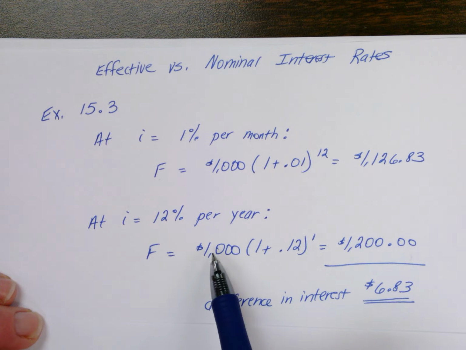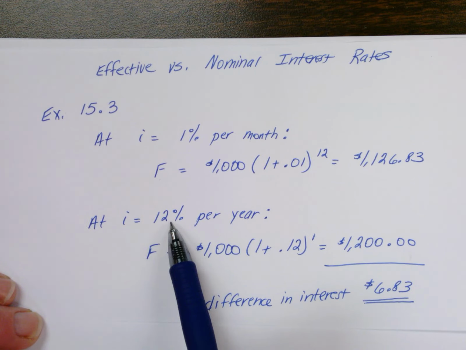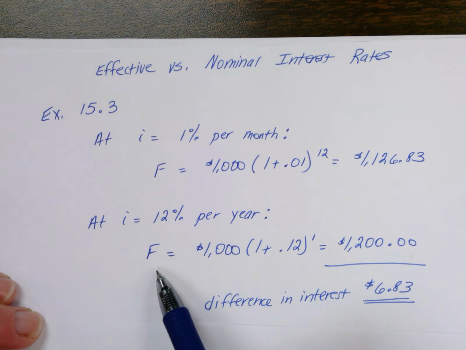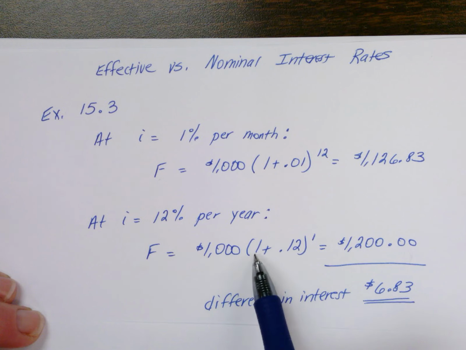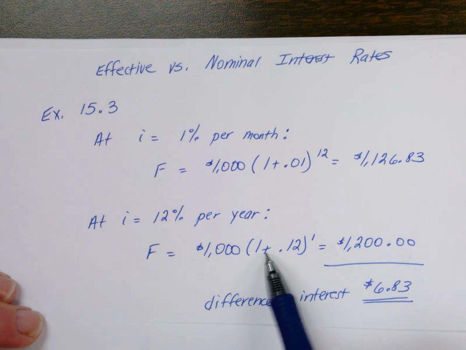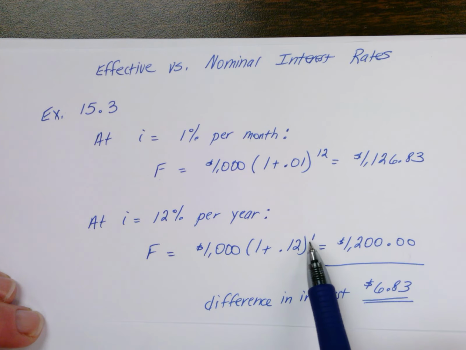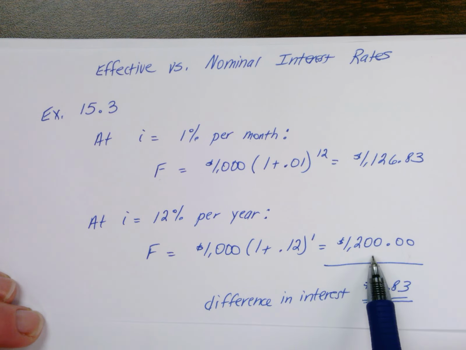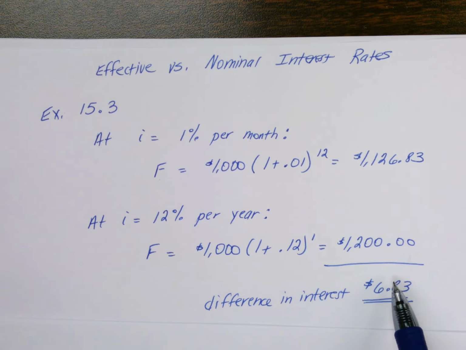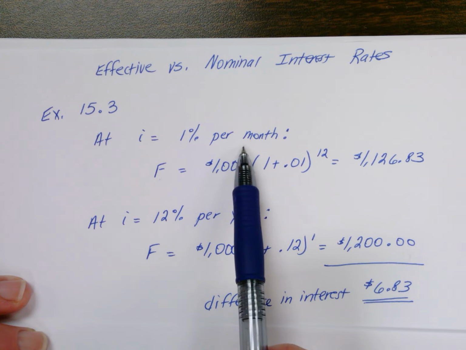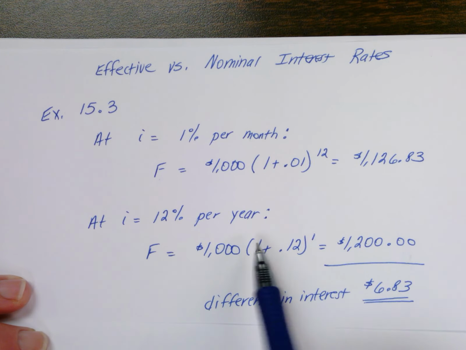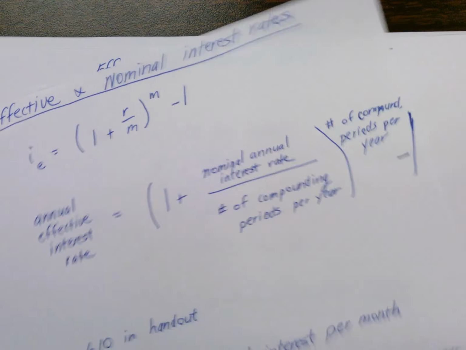Alternatively, with no compounding, just flat interest figured out once at the end of the year at the rate of 12%, we take the same formula: future value equals $1,000 present value times the quantity 1 plus the annual interest rate, with only one compounding period, because that 12% is for the whole year. That would give us just $1,200 even. So the difference in interest, just due to compounding monthly rather than once per year, is $6.83.